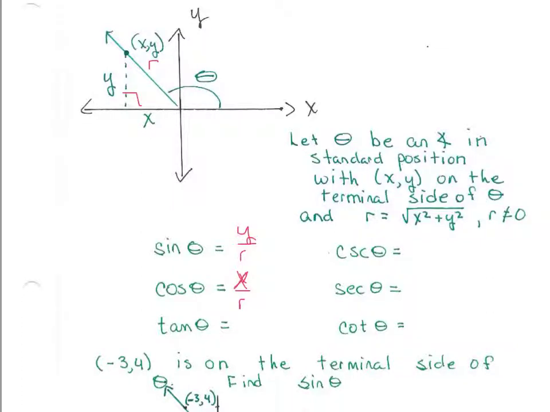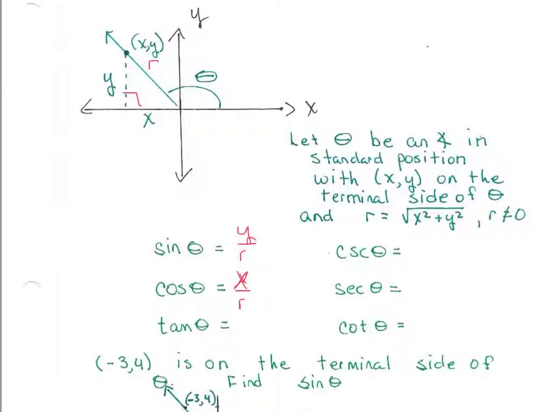All right, we have our angle. I'll repeat a little bit since I just started taping. In standard position, (x, y) is on the terminal side. We said that r is the distance from the origin to the point.